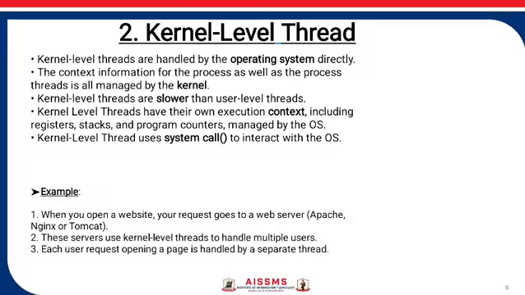The examples of kernel level threads are: the first example is when you open a website, your request goes to a web server, that is Apache or Tomcat. The second example of kernel level thread is this server uses kernel level threads to handle multiple users. And the next example of kernel level thread is each user request, such as opening a page, is handled by a separate thread.